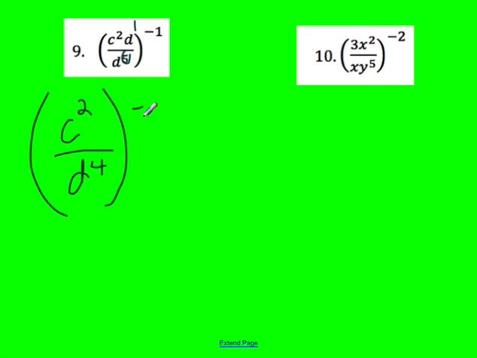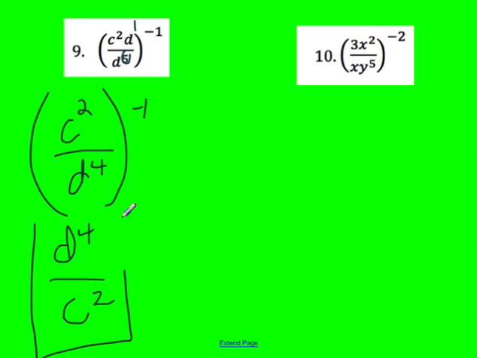Now this guy right here is being raised to the negative 1 power. So that means in order to do that, all I have to do is flip my fraction, and I'm good. So I'm going to bring d to the fourth to the top, and I'm going to bring c squared to the bottom. So this right here is your simplified and final answer for number 9.